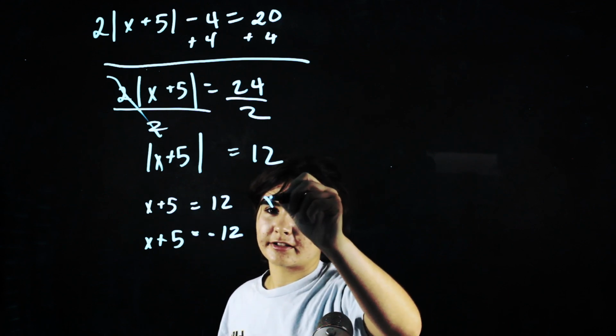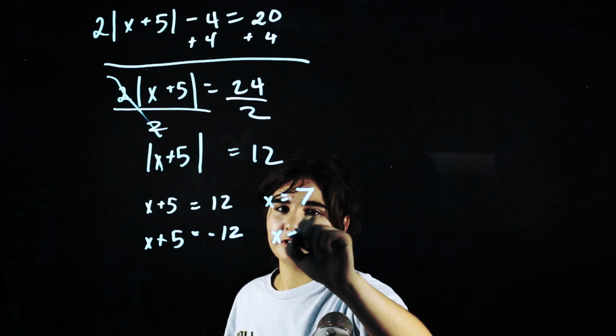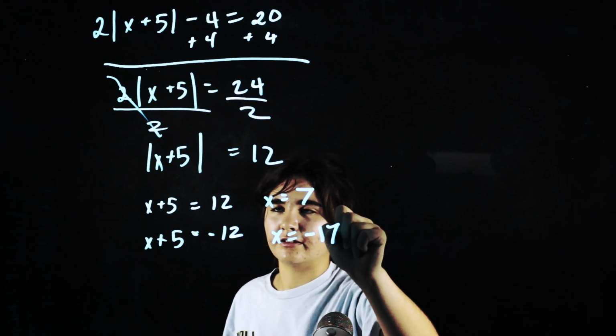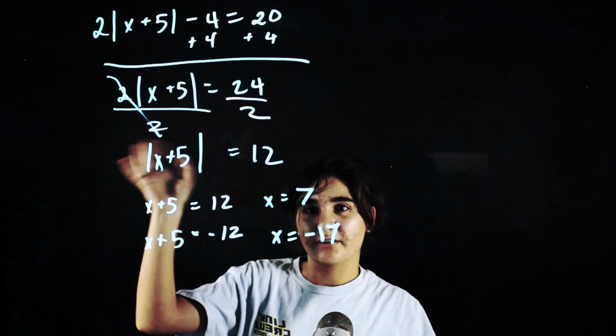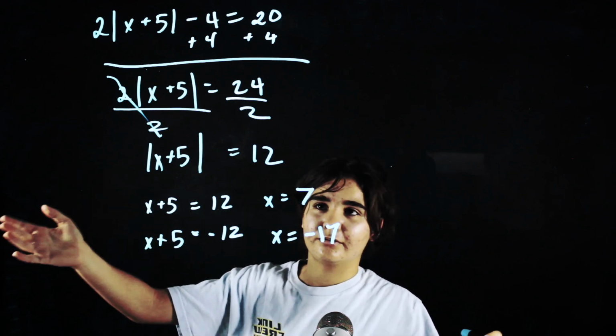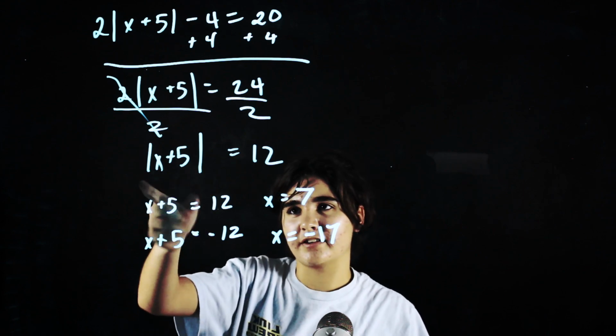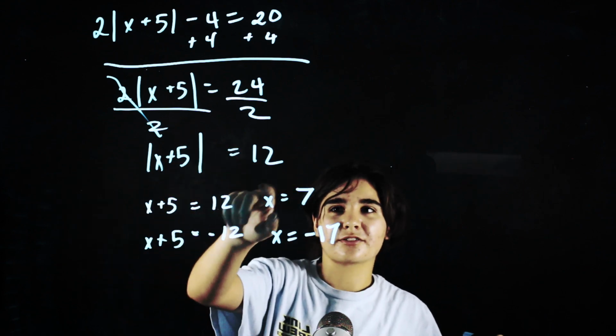You solve for this, so x is going to be equal to 7, and then you solve for this, and x is going to be equal to negative 17. And if you want to check, you can. So you can plug this back in, x plus 5 is equal to 12. Absolute value of that, still 12. Negative 17 plus 5 is equal to negative 12. The absolute value of that is 12, so both work.